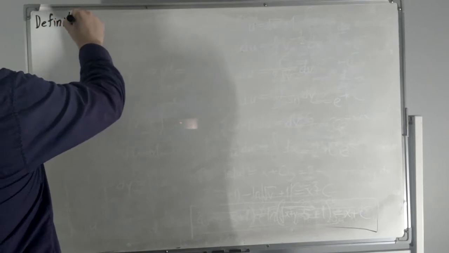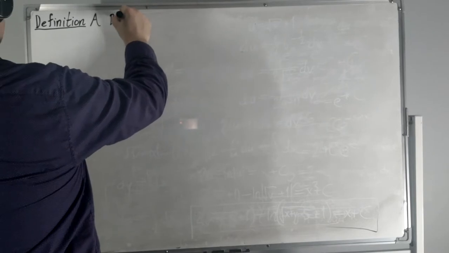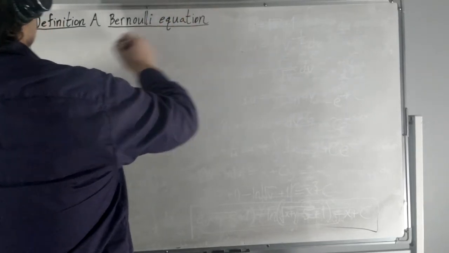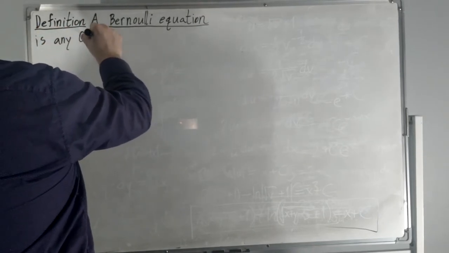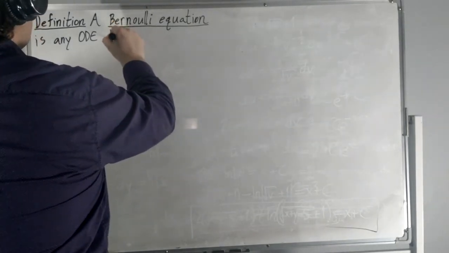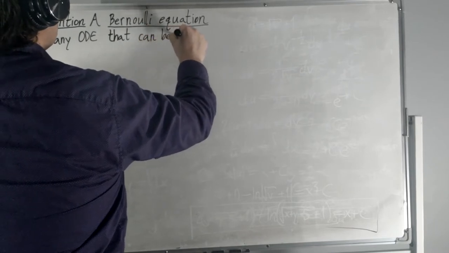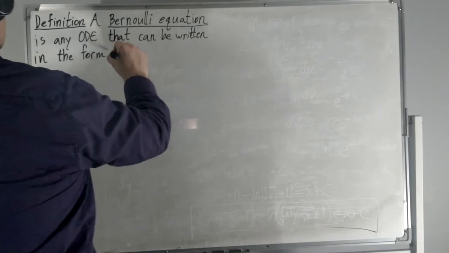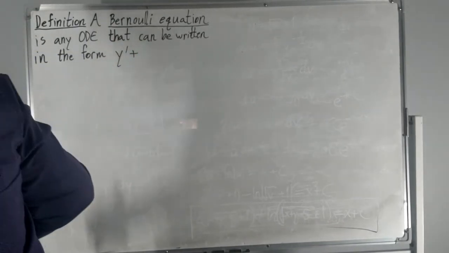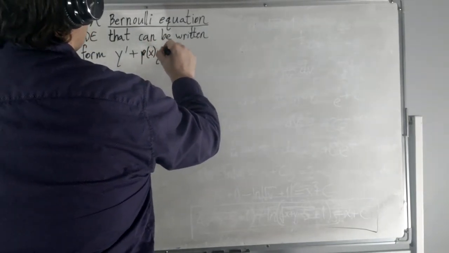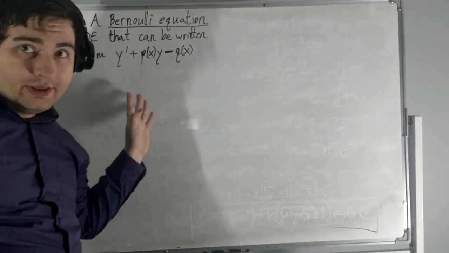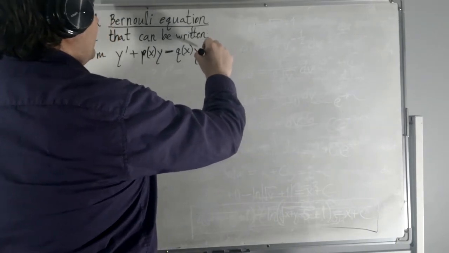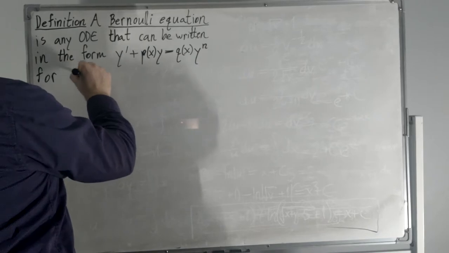Definition. A Bernoulli equation is any ODE that can be written in the form y prime plus a function of x times y equals another function of x. If I just left it like that, that would be a linear ODE. This is not linear because we're going to put a y to the nth power here for some n.